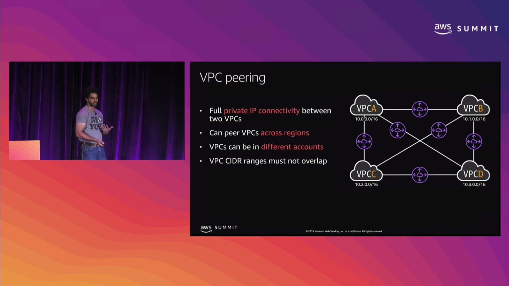You can do VPC peering across regions, and these VPCs can also be in different AWS accounts. When you're doing VPC peering across regions, it's all through the Amazon backbone. It's fully encrypted, right? So we are taking all of that undifferentiated heavy lifting of providing connectivity between our regions off your hands. VPC CIDR ranges must not overlap, otherwise you cannot peer them together.